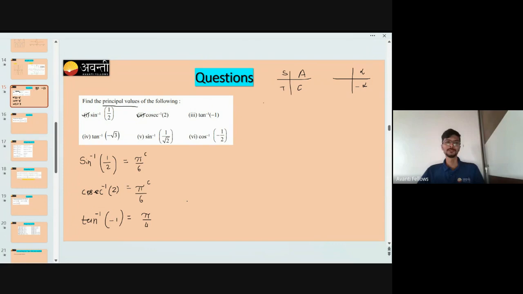Don't forget the negative part. These are very simple mistakes we make, but please just make sure you don't make them. Now, my answer is in the fourth quadrant. I got the first quadrant answer. That means I got alpha as pi by 4. So what will be my corresponding fourth quadrant answer? It will be minus alpha. So it will be just minus pi by 4. I hope you are getting it.